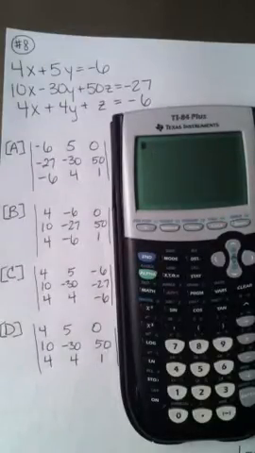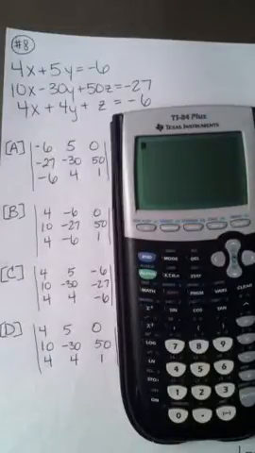I'm going to work out number 8 from the Solving Systems of 3 Equations with Cramer's Rule page. The equations for number 8 are 4x plus 5y equals negative 6, 10x minus 30y plus 50z equals negative 27, and 4x plus 4y plus z equals negative 6.